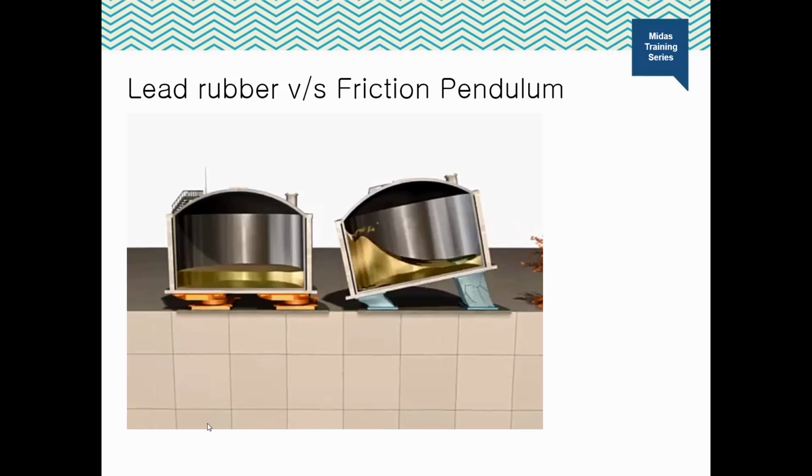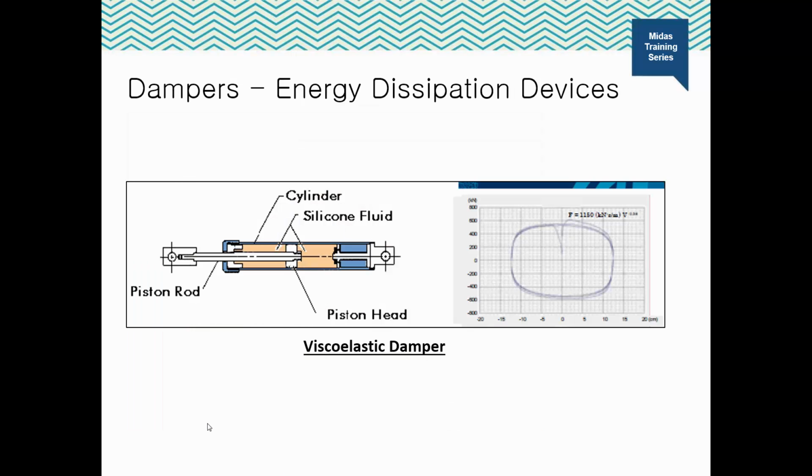Now, after base isolators, another kind of energy dissipation device available for structures is known as dampers. Dampers dissipate the seismic energy present in the structures. A typical viscoelastic damper consists of a fluid with a piston. The force of the fluid on the piston helps in dissipating a huge amount of energy during the earthquake.